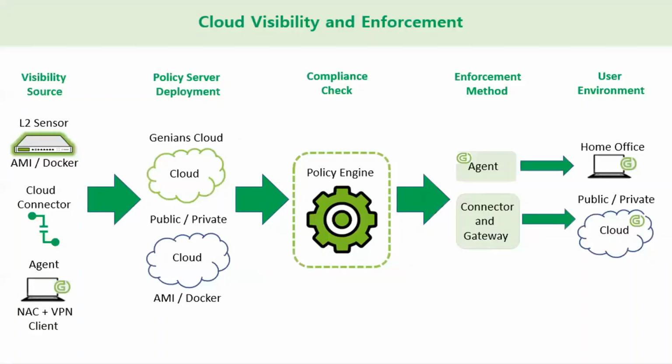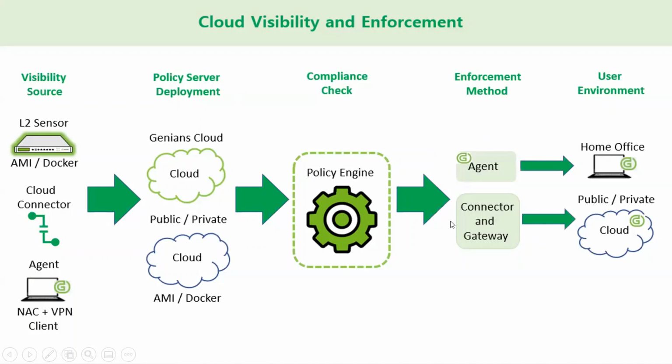And last but not least, one thing we're going to take a very close look at here in the next portion of the demo is the cloud visibility and enforcement. So you can use various components that we talked about for visibility, whether it be a sensor, a virtualized sensor in the cloud. You can use our cloud connector. And then of course we have our agent, which is both a NAC and VPN agent for a zero trust agent. Your policy server deployment can be either public cloud or private cloud.